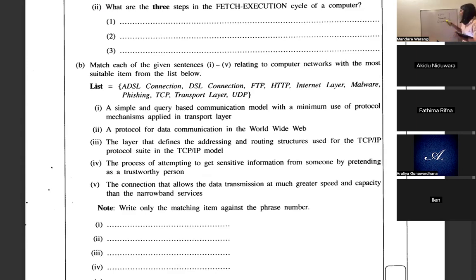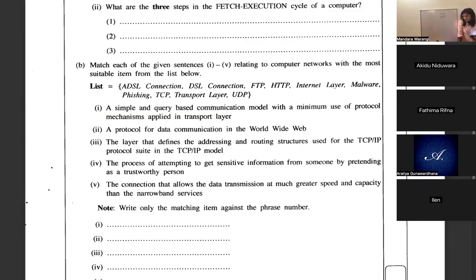The transport layer has 2 protocols, TCP and UDP. TCP is connection oriented. It's hard, it guarantees delivery. But this is asking about a simple one, which is UDP. It doesn't guarantee, but it's more efficient than TCP. TCP needs acknowledgement, but UDP doesn't need that. So UDP is the simple model with minimal protocol mechanisms applied in the transport layer.